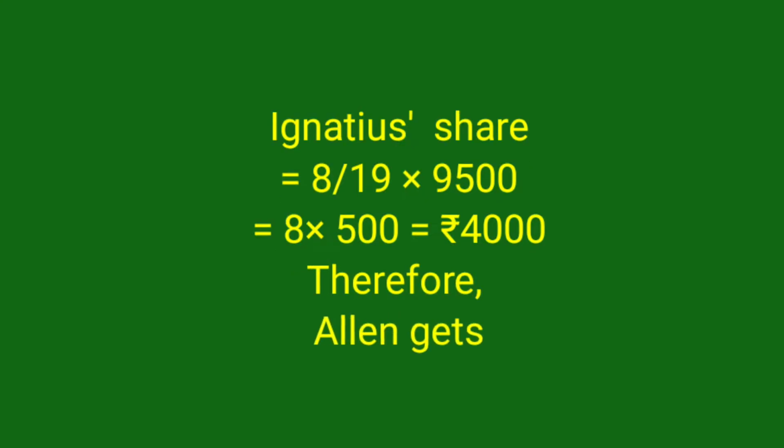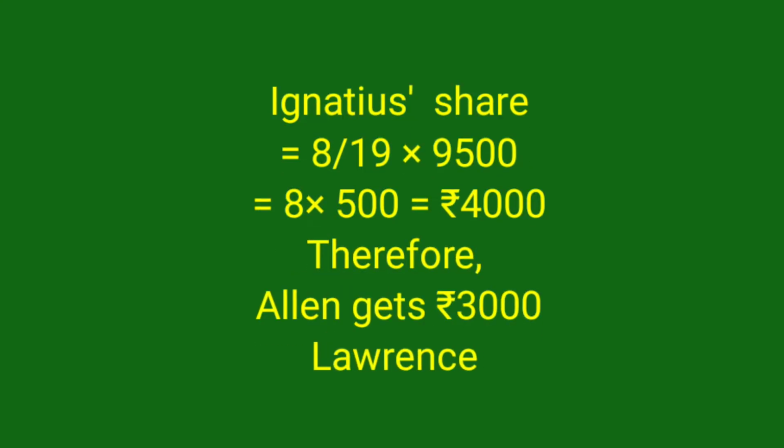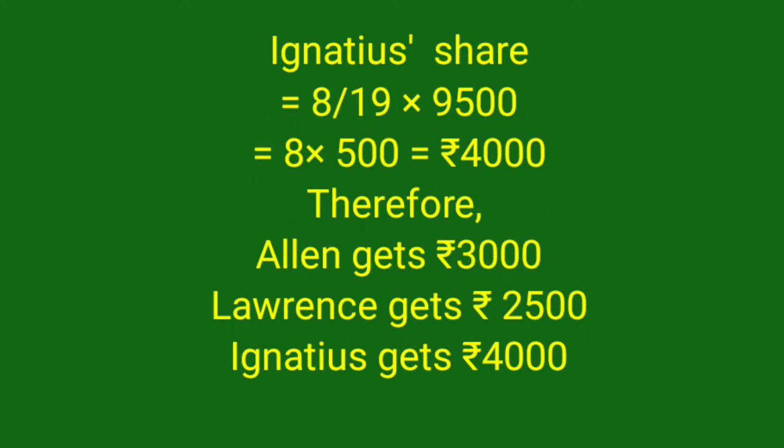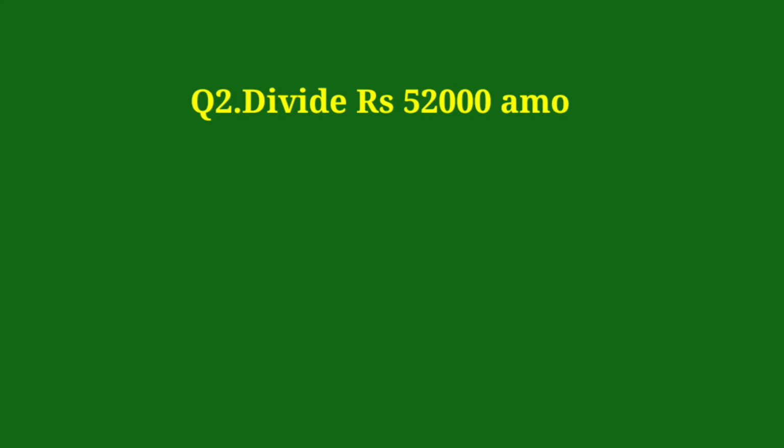Here Ignatius's share, that means how much Ignatius gets: 8/19 into 9,500. Again you cancel 9,500 by 19, you get 500, into 8, 4,000. So if you take them together, Alan gets 3,000, Lawrence gets 2,500 and Ignatius gets 4,000 rupees. Taken together, you will get 9,500.